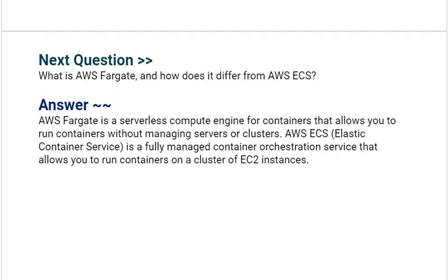Our next interview question is: what is AWS Fargate and how does it differ from AWS ECS? Your answer should be: AWS Fargate is a serverless compute engine for containers that allows you to run containers without managing servers or clusters. AWS ECS, that is Elastic Container Service, is a fully managed container orchestration service that allows you to run containers on a cluster of EC2 instances.